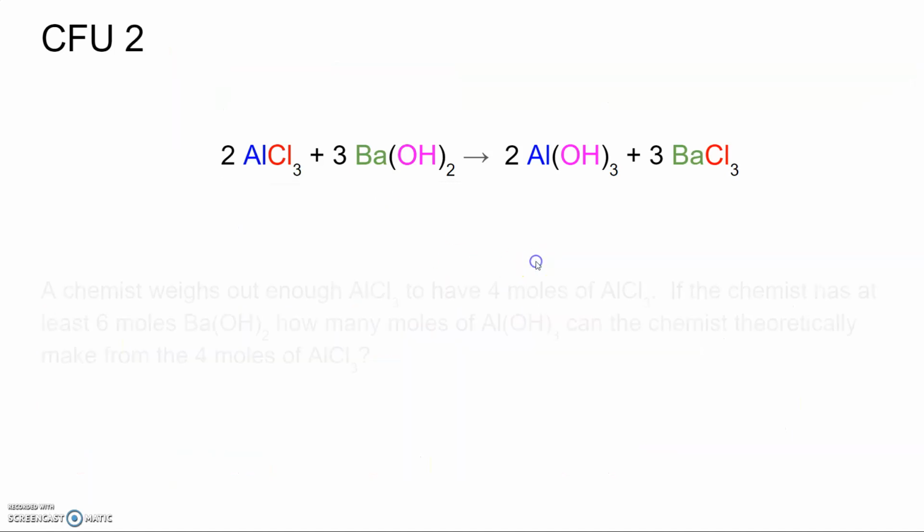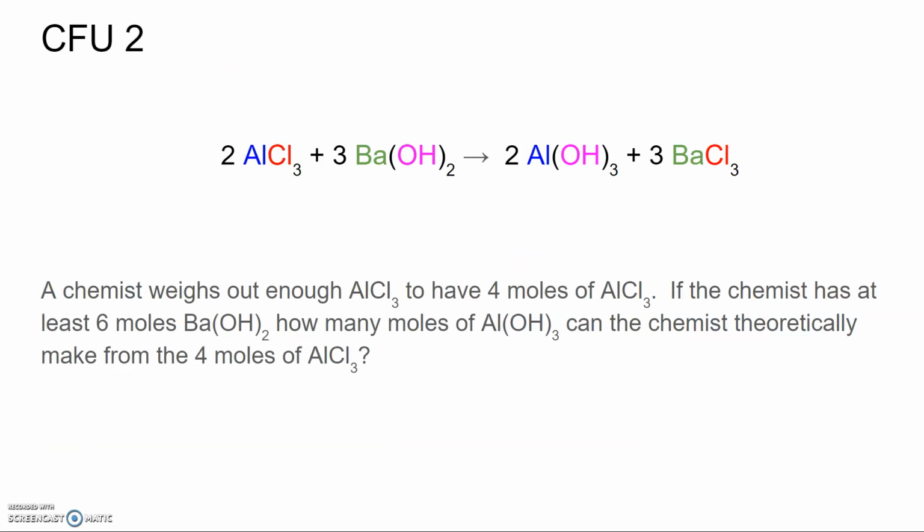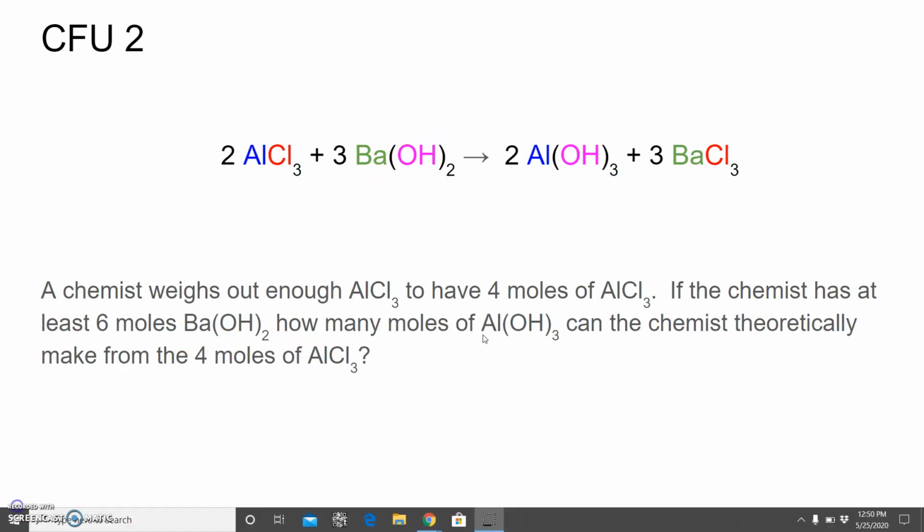All right, try this CFU now. A chemist weighs out enough aluminum chloride to have 4 moles of aluminum chloride. So the same amount we start off with, 4 moles of AlCl3. If the chemist has at least 6 moles of barium hydroxide, so that part's good, how many moles of aluminum hydroxide can the chemist theoretically make from the 4 moles of AlCl3?